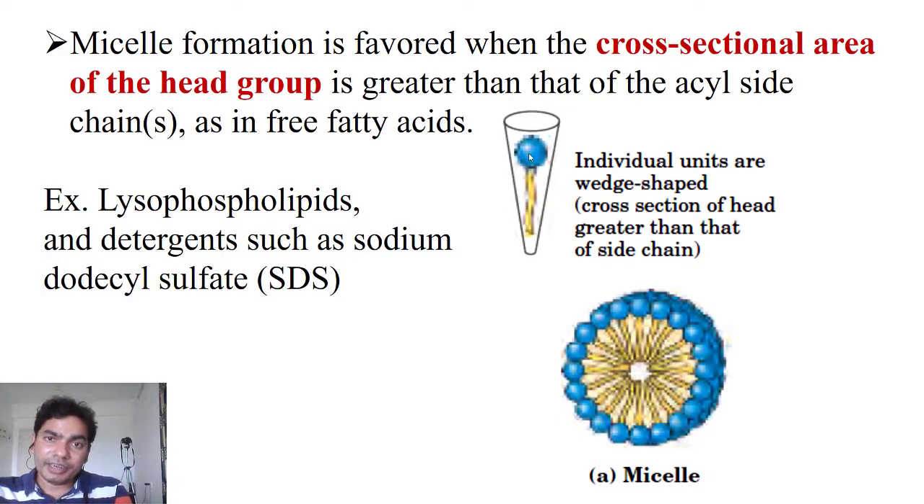Means if your head region is bigger compared to the acyl chain, then it will go for micelle formation, right? So this is an individual unit, a wedge-shaped cross section where the head is greater than the side chain. So this head region is bigger than the side chain, so they form a structure like this.